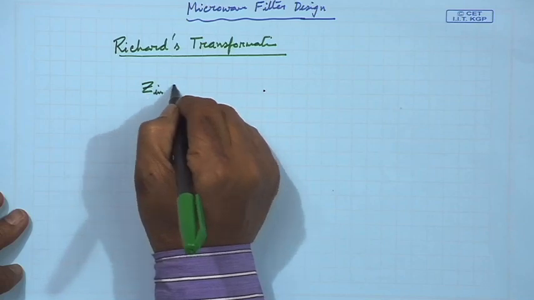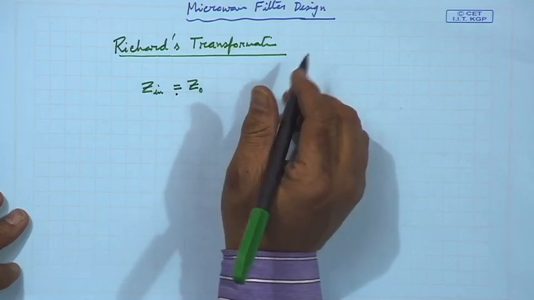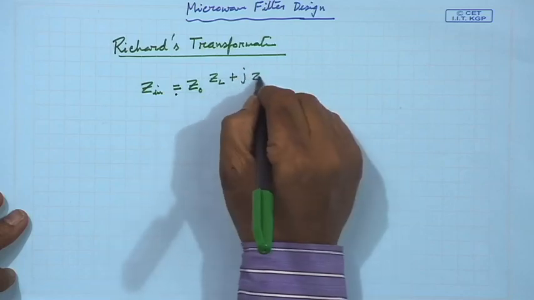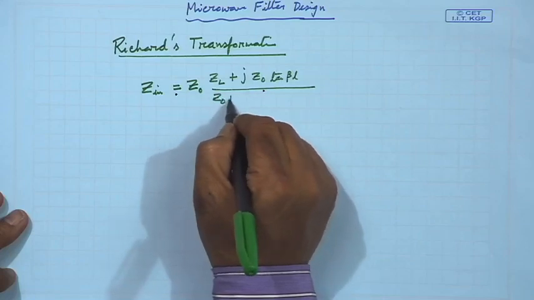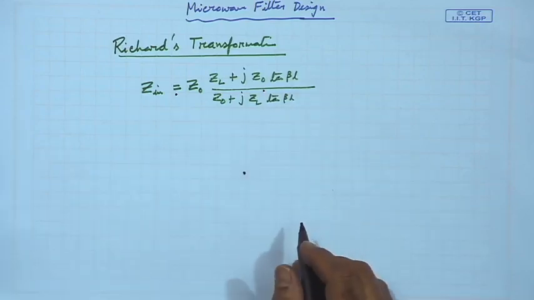What Richards transformation says is that you know the input impedance of any transmission line with characteristic impedance Z0 and terminated by ZL is given by Z0 times ZL plus j Z0 tan beta L over Z0 plus j ZL tan beta L. All of you know this, and we have also proved this in the impedance transformer design. We have extensively used this in the quarter wave transformer, and we have fabricated from this, etc.